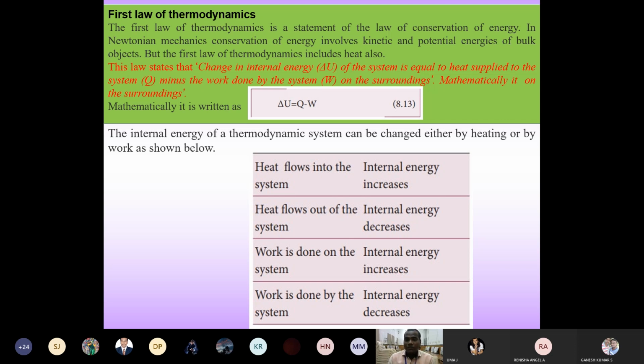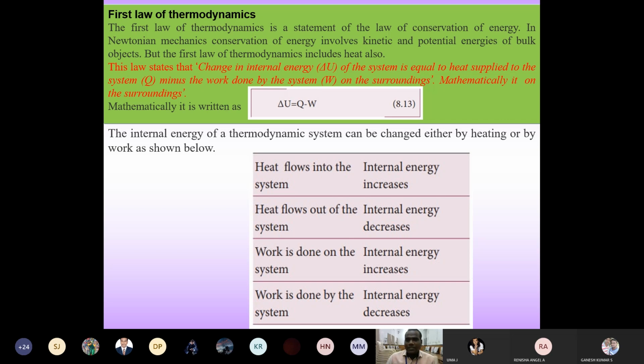So we can have a lot of equations of the first law of thermodynamics based on the parameters involved in the systems. Right. So that was discussed in the following table.